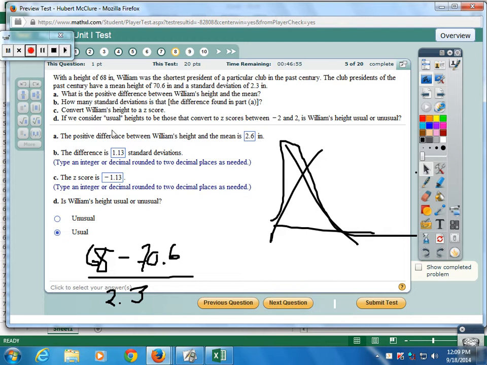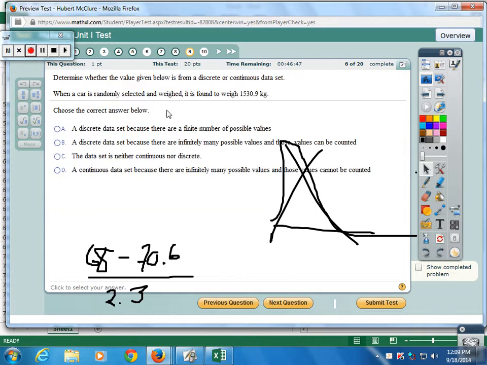You should have some homework questions like these. Just make sure you get these two right. They're the same number. Determine whether the value is discrete or continuous. When a car is randomly selected, and what? Weight. What did I tell you about weight? If it's measured, it's discrete. If it's counted, it's continuous.